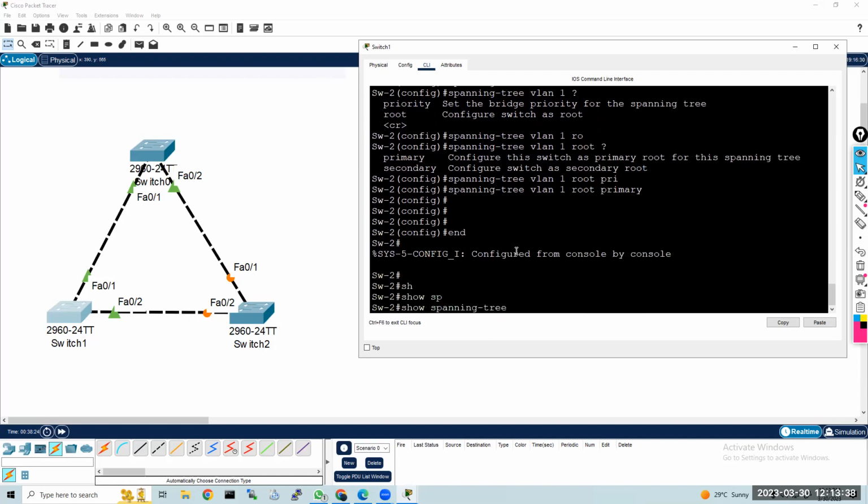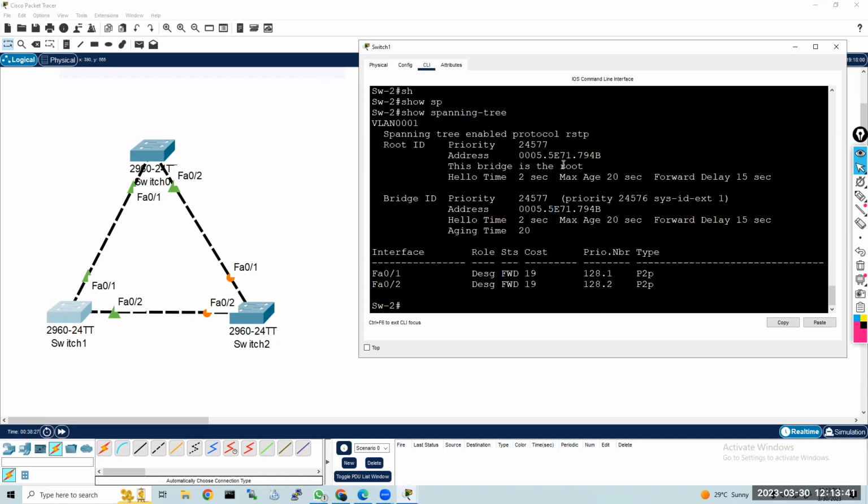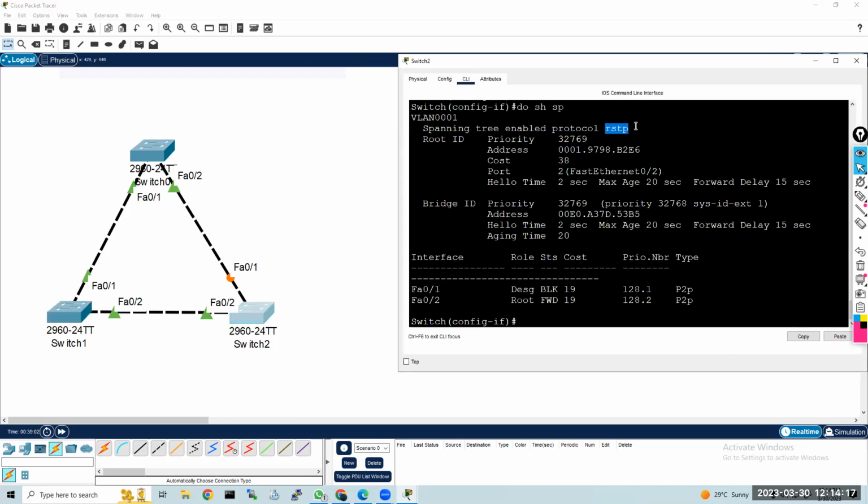Show spanning tree, you can see this one became the root bridge. If you make switch 2 the primary, automatically the other switch becomes the secondary, and we need not configure it over there. Understood, guys? Right now it is running which protocol? RSTP, rapid spanning tree protocol. If you check all the switches, all are running rapid spanning tree protocol.